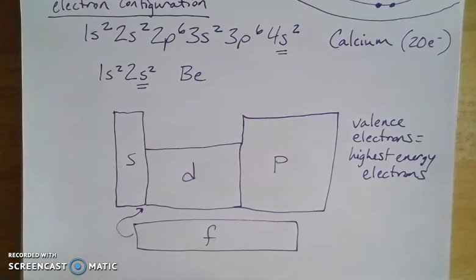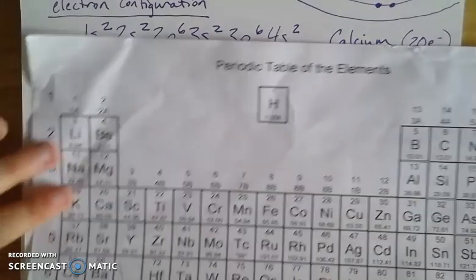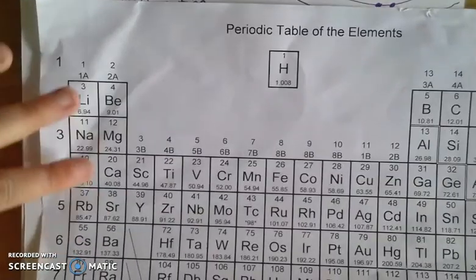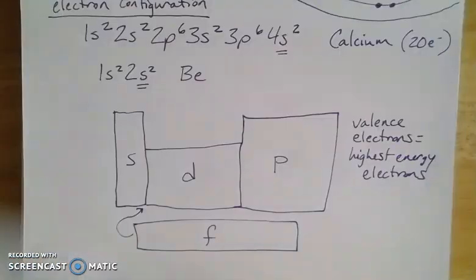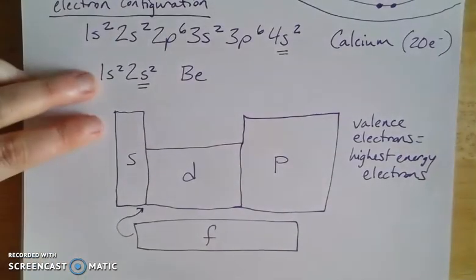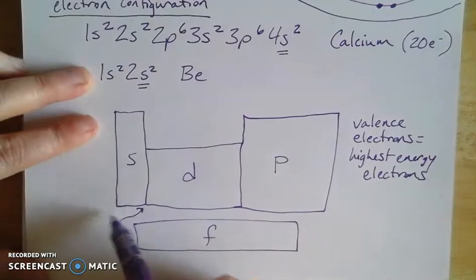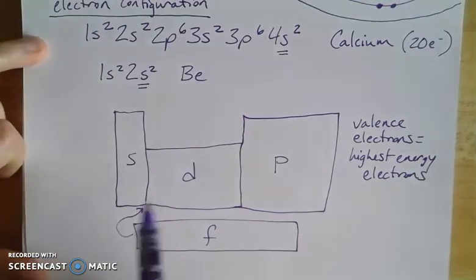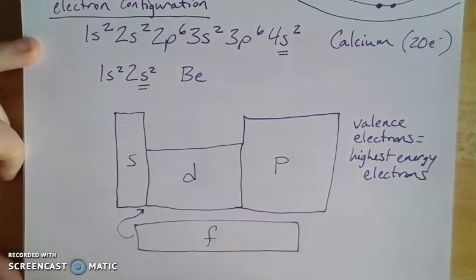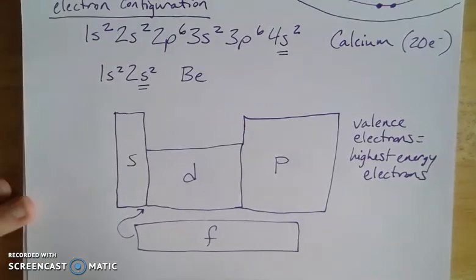So again, with beryllium, we said beryllium is in column 2, as was calcium. So these highest energy electrons for them are in the s orbitals, and they fall in the s block. This is also true for sodium, for example, and potassium, and anything that falls in our alkali or alkaline earth metals. Okay, so let's look at another example.